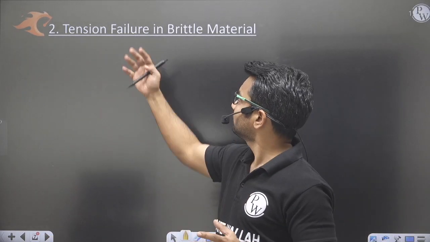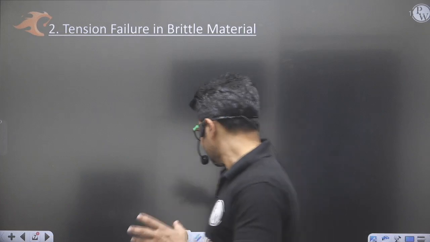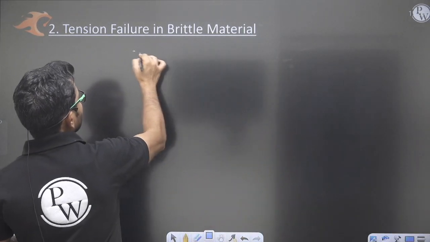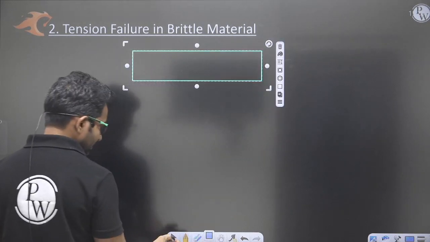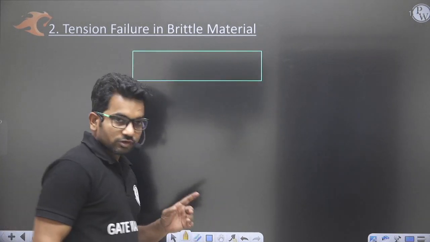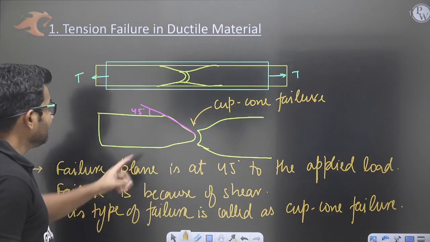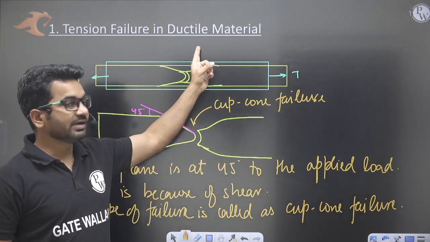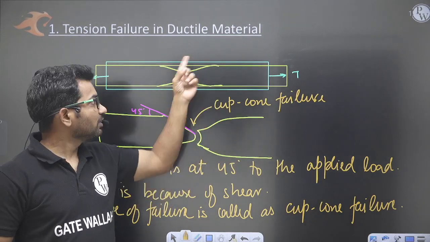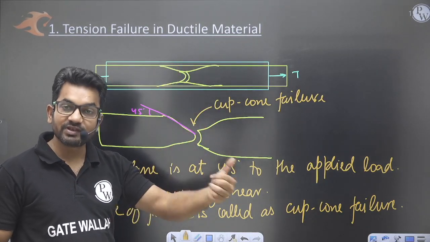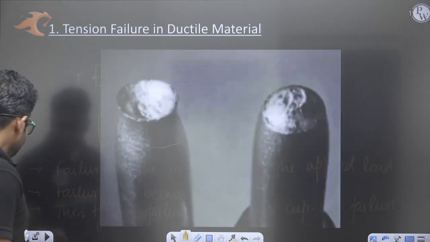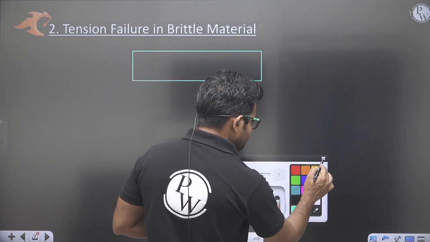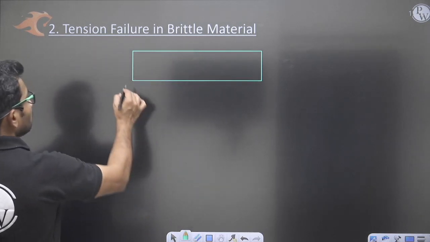Let us apply tension load on a brittle material. Since this is a brittle material, you know that there will not be much elongation at the time of failure. Also, tell me, here the failure was because of shear. Why shear? Because a ductile material is weakest in shear. Whatever a ductile material is weakest in, it will fail in that mode of failure, right? Now, can you tell me what is the weakest strength of a brittle material?